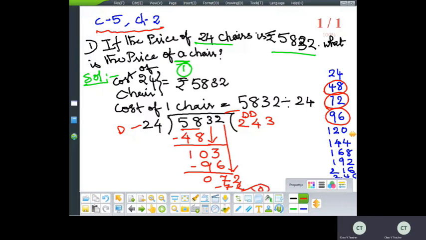Then 24 threes are 72. Zero. Is there any more number? No. So our division is completed. So this is the remainder. This is the quotient. Yes, got it? So what is the answer?